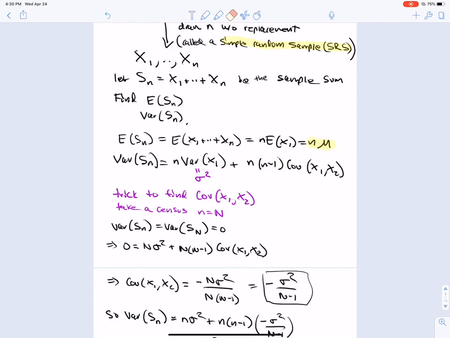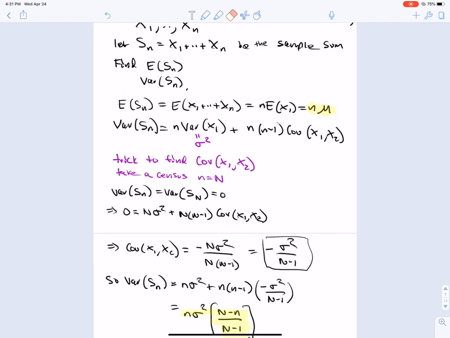And here we use a trick. So we're going to take a census. So we're going to let little n be capital N, just temporarily. In that case, our sum is the sum of all the tickets in the box, and that is always going to be the same. So the variance of that is 0. So we have 0 is N sigma squared plus N times N minus 1 covariance x1, x2, and you can just solve for covariance x1, x2 to get minus sigma squared over N minus 1.